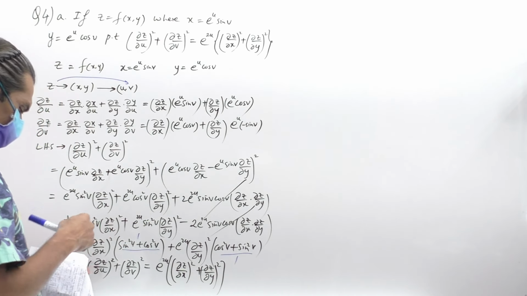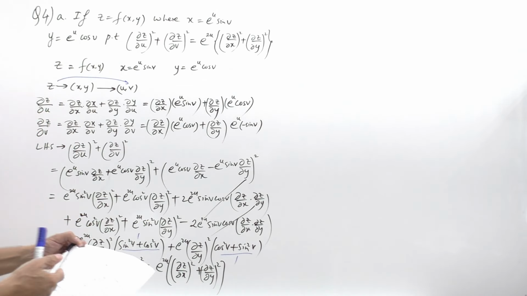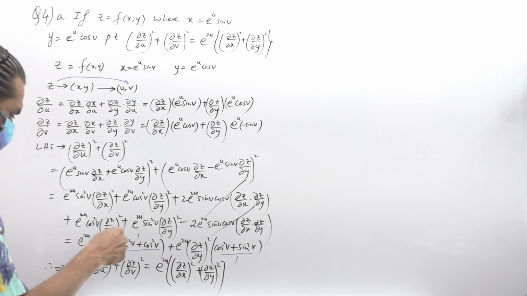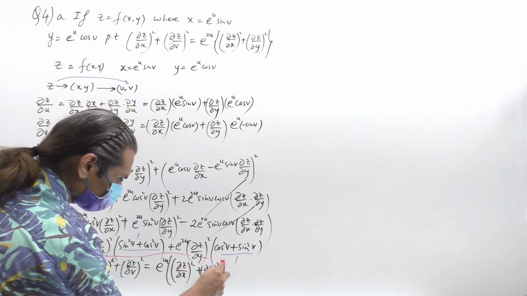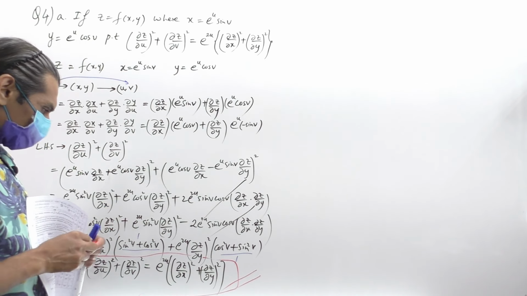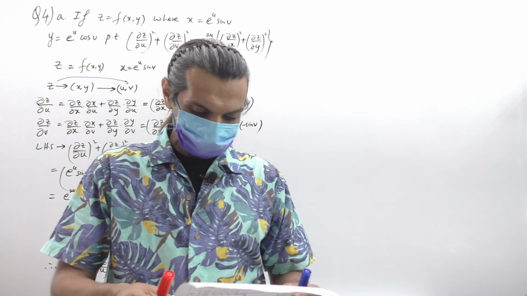That's it. That's the final solution. I hope it's clear now. So we have here LHS equal to RHS. That's all. That's how it is solved. So it needs practice. Please practice so that it becomes perfect.